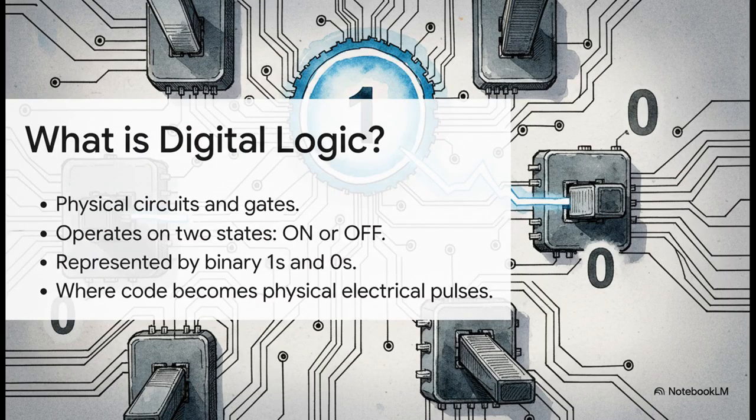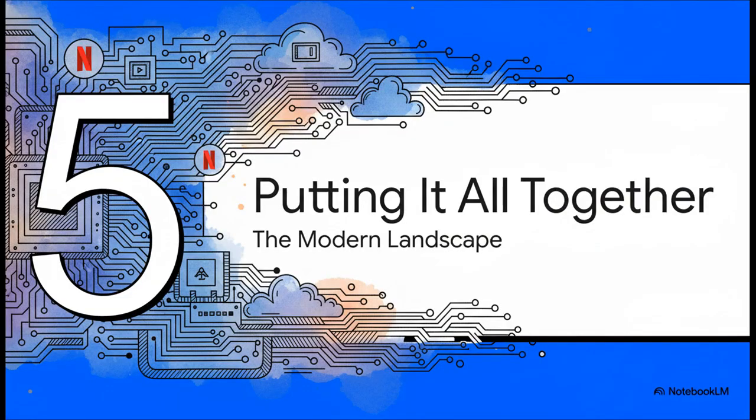Down here, forget about code. Forget about programs. We're talking about physical circuits, and these tiny little switches called gates. And these gates can only be in one of two states, on or off, a 1 or a 0. This is the exact moment that machine language stops being some abstract idea and becomes a physical reality, an actual electrical pulse flowing through a wire. This is where code becomes action. So, wow, we've taken a journey from a simple Netflix icon all the way down to a single electrical switch. It's just an incredible stack of abstractions.